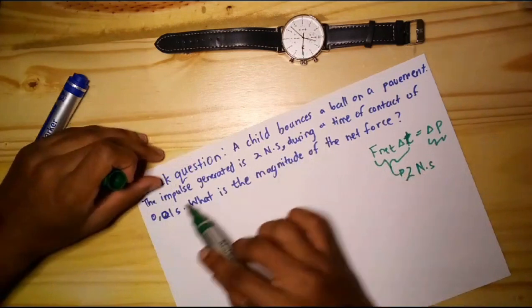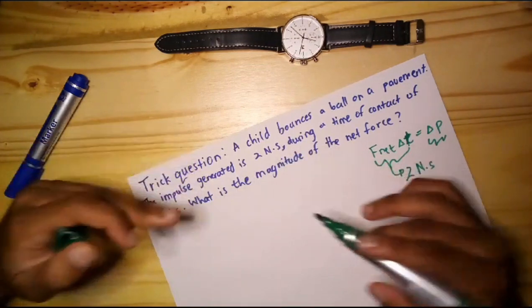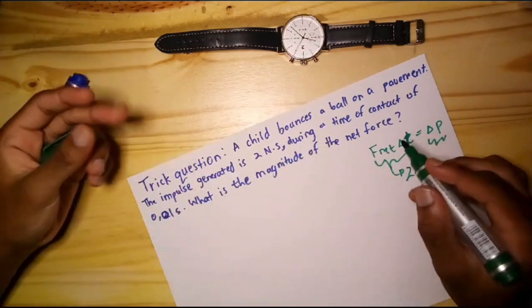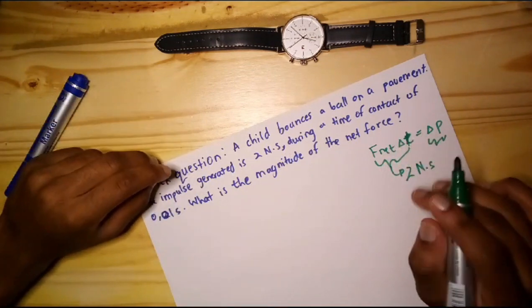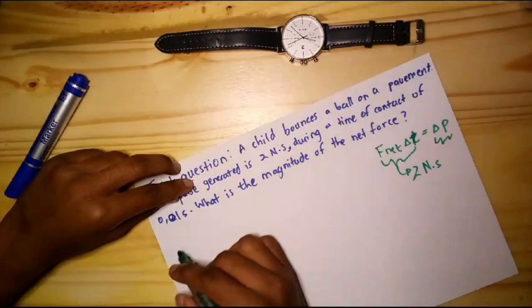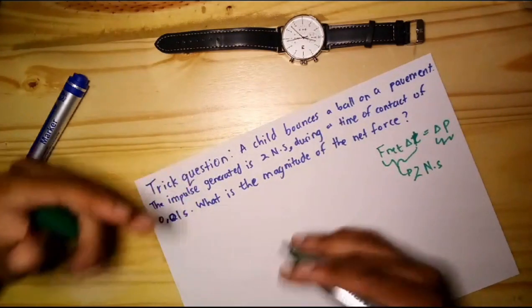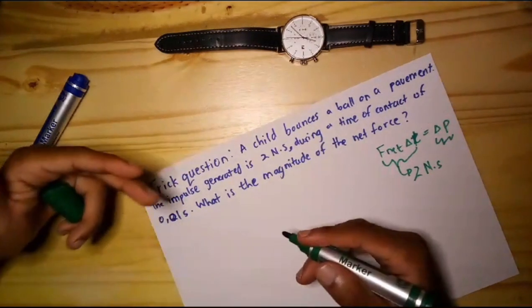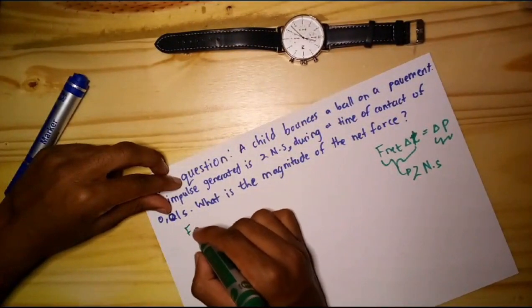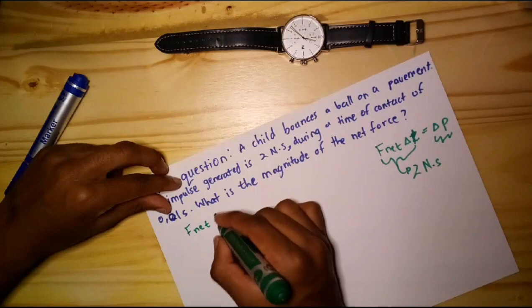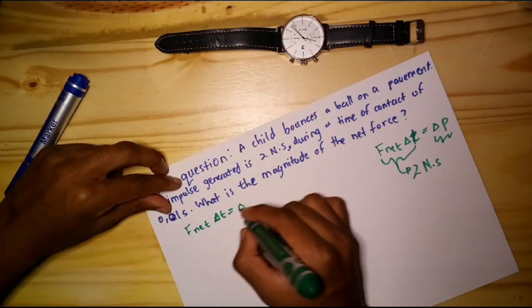And the impulse generated is 2 Newton seconds during a time of contact of 0.01. What is the magnitude of the net force? You get to see why this could actually evolve into being a trick question. So you have F net change in time is equal to change in P.